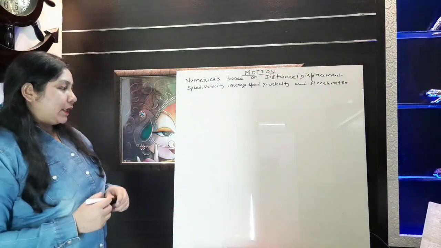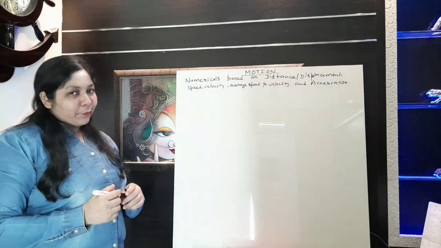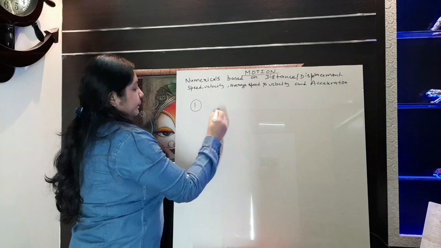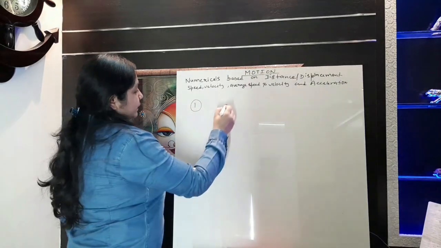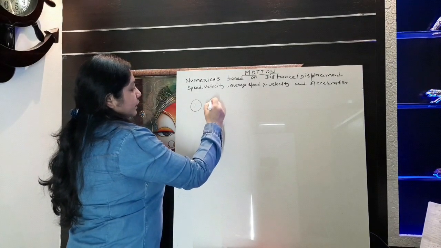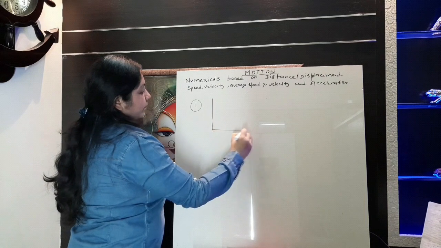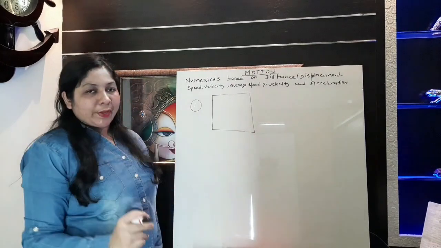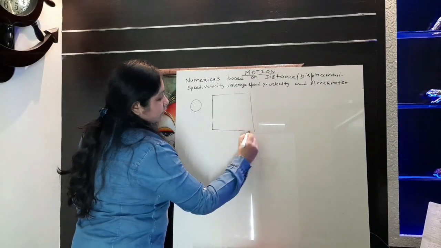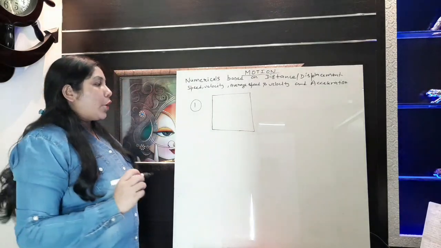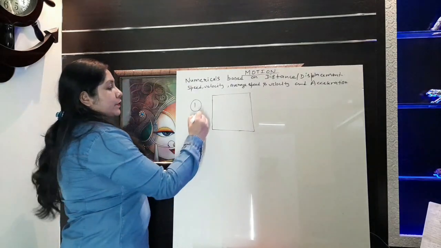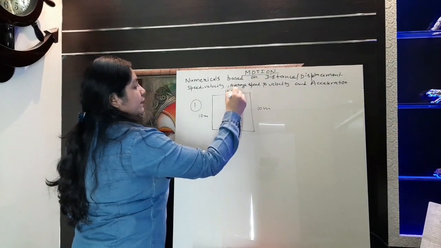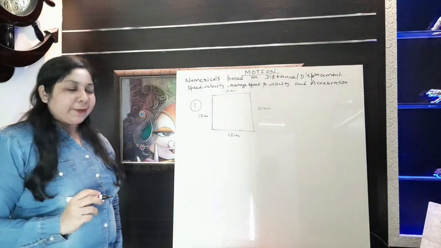Now, in your NCERT book, you have an example that I'm going to discuss here. So let's start with an example. I'm just making a diagram here first. Suppose it is a square. This is a square of side 10 meter. This is your NCERT textbook question, which is very important, that we are going to discuss here. This is 10 meter.